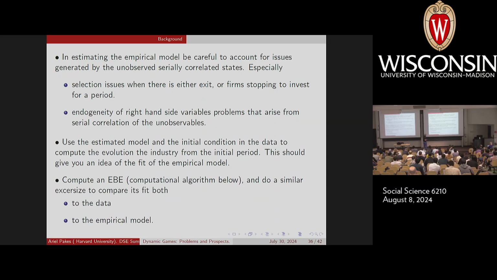And then what I'm going to do is give you that model and then simulate it just from the empirical model. So this is empirical. There are no restrictions from theory being brought to bear on this problem. Is that clear? There are econometric restrictions on endogeneity and selection, but there are no restrictions from theory on this problem. Then I'm going to compute an EBE and do a similar thing.